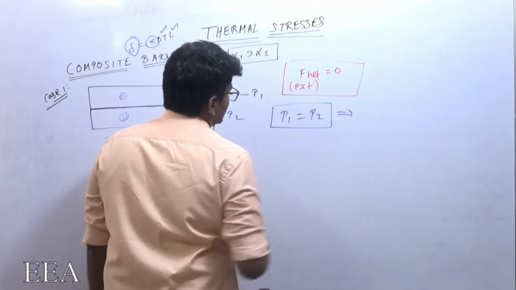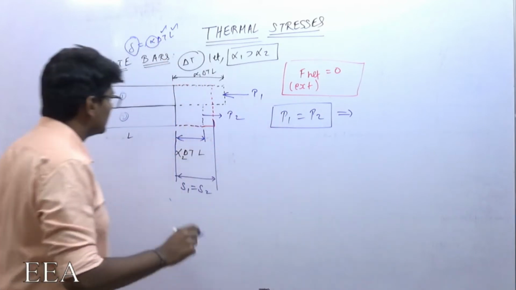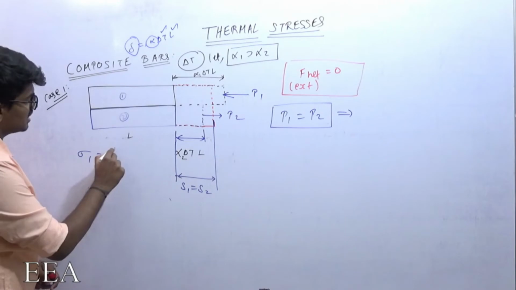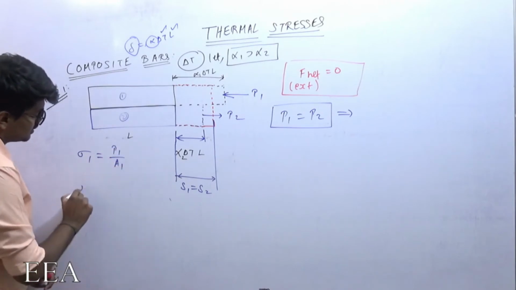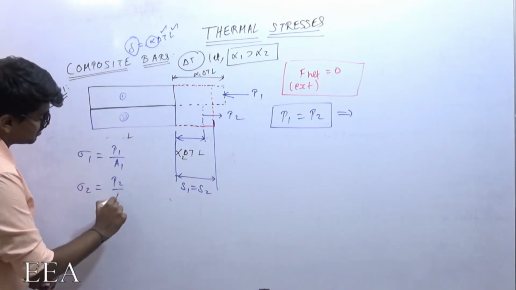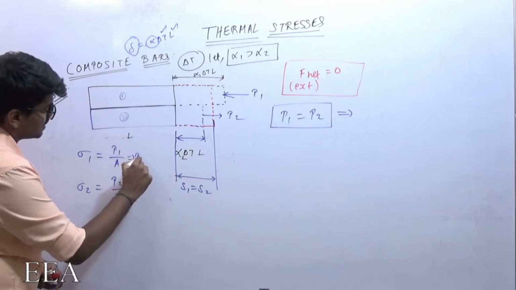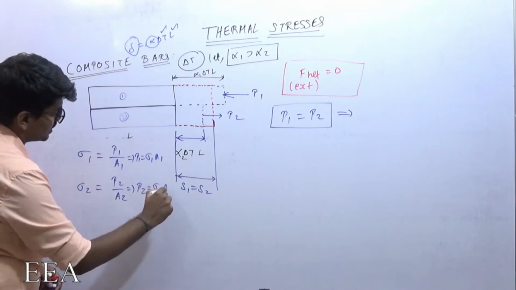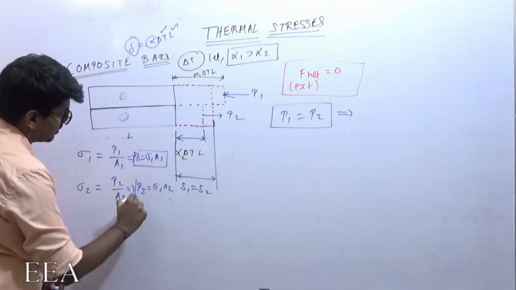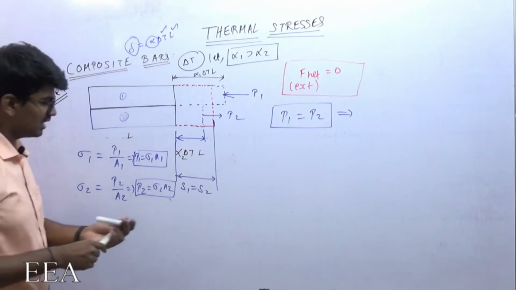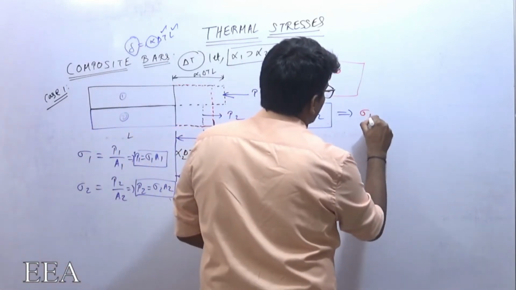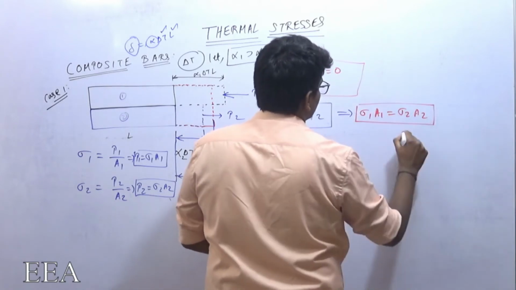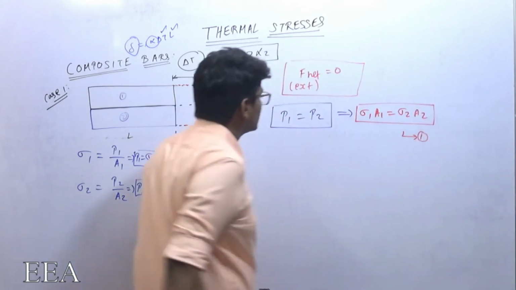P1 is equal to P2, in the sense of stress in the first member. How to write the stress in the first member? Stress in the first member is nothing but P1 by A1, and stress in the second member is nothing but P2 by A2, which implies P1 is equal to sigma 1 into A1, and P2 is equal to sigma 2 into A2. So sigma 1 A1 is equal to sigma 2 A2. That is the first equation which I am getting, right?